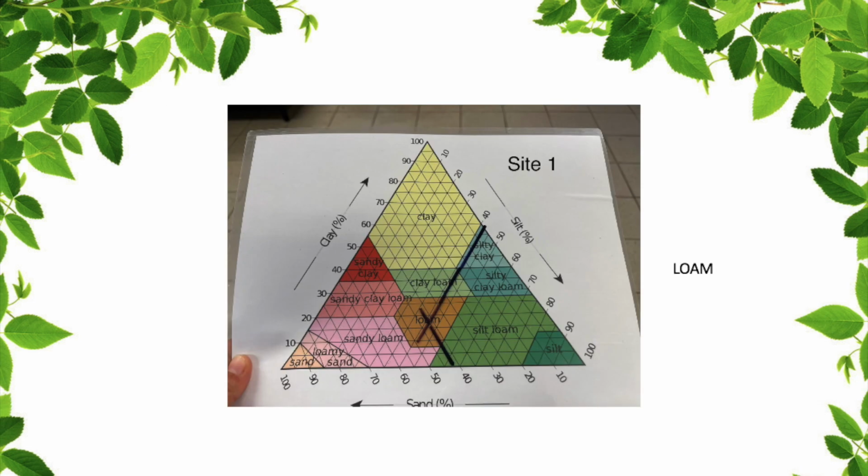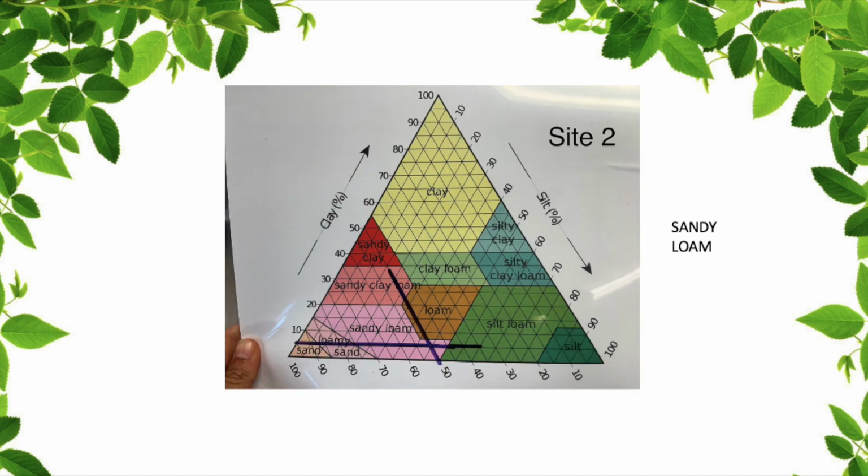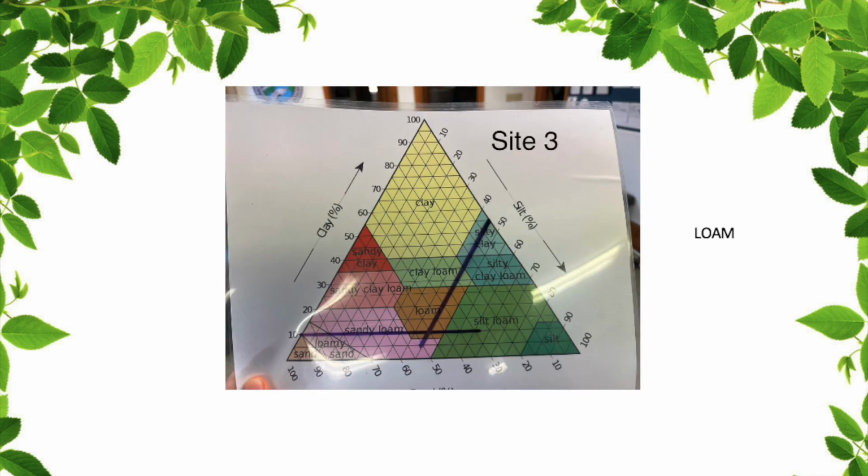Using the soil type triangle, draw lines that start at each of your percentages. Your soil type will be where these lines intersect. Repeat with each of your sites. So Site 1 was determined to have loam, Site 2 was determined to have sandy loam, and Site 3 was determined to also have loam.